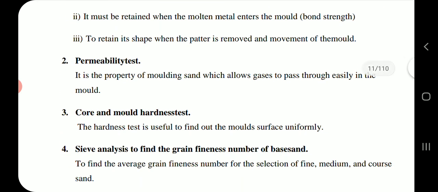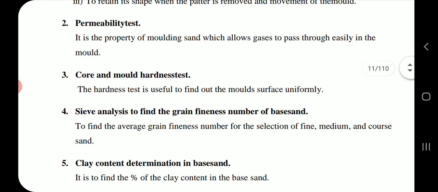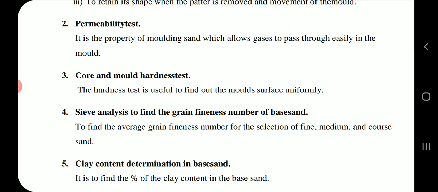Core and mold hardness test. The hardness test is useful to find out the mold surface uniformity. Sieve analysis to find the grain fineness number of base sand. To find the average grain fineness number for the selection of fine, medium, and coarse sand.